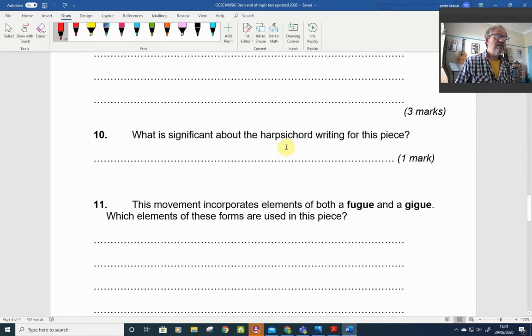What is significant about the harpsichord writing for this piece? In other words, this piece was a turning point in the way the harpsichord was written for. And what was that turning point? What was the new thing?